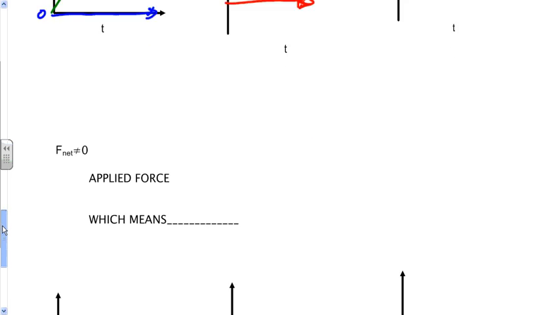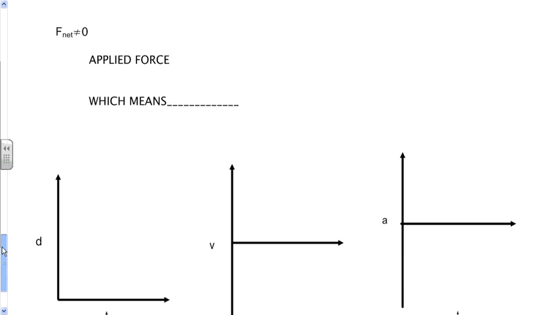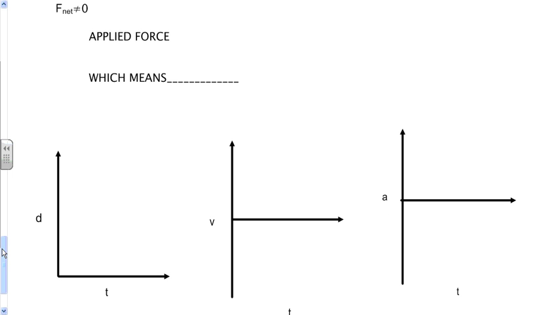Now what we're going to do finally is look at when the applied force is not equal to 0. So this is kind of like our F equals ma lab with the wagon. In that case, I was pulling with an applied force, so Fnet was not equal to 0. And what we found was when Fnet isn't 0, when it's some number, it means acceleration is not equal to 0, meaning there is an acceleration.